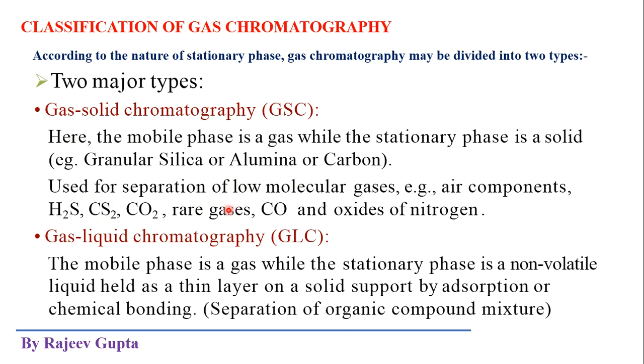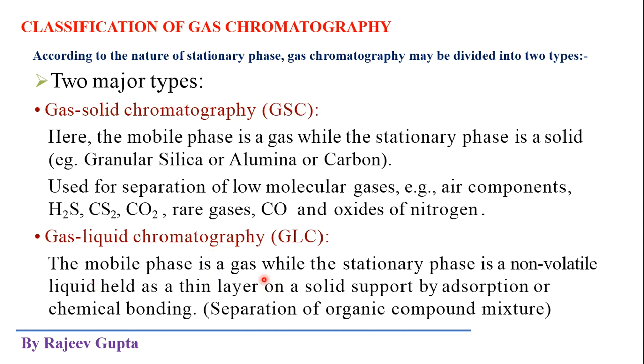For the separation, the samples could be air components, H2S, CS2, CO2, rare gases, CO, and oxides of nitrogen, used for separation of low molecular weight gases. Sorry, these are not mobile phase gases; these are samples, H2S, CS2. To purify air components and gases like H2S or CO, we use this type of adsorption chromatography, which is GSC.